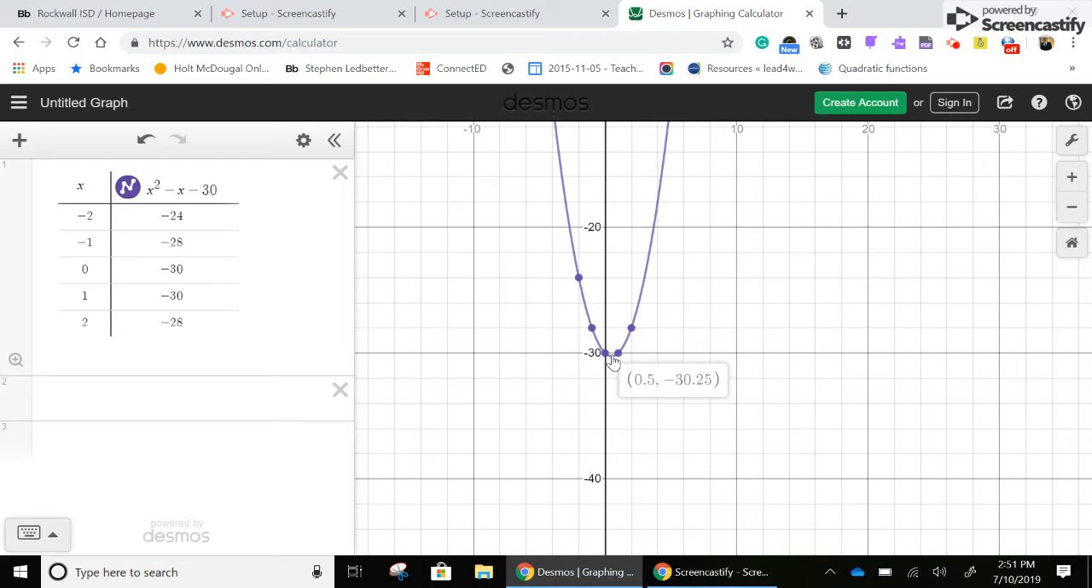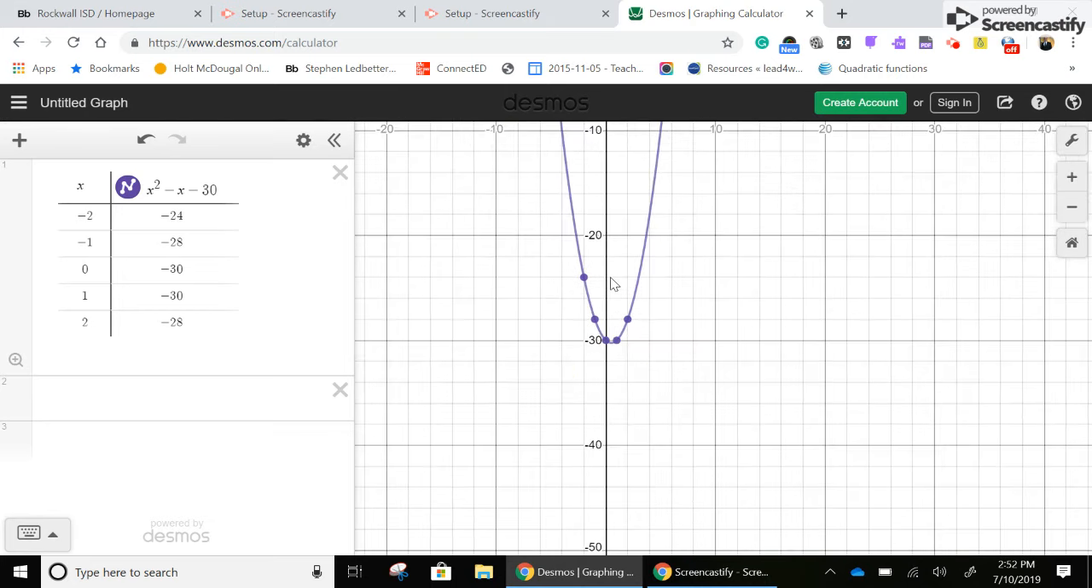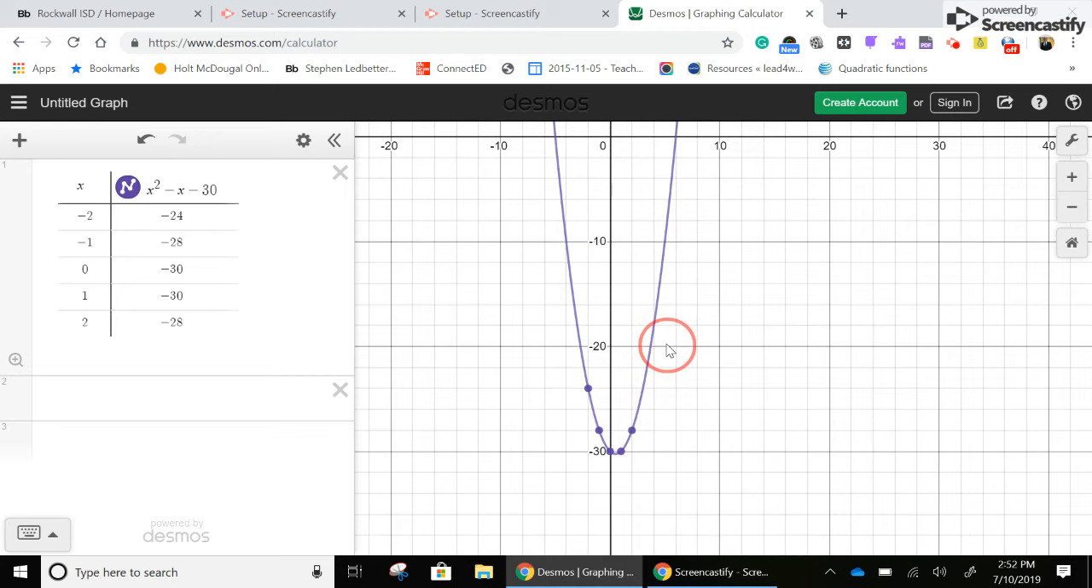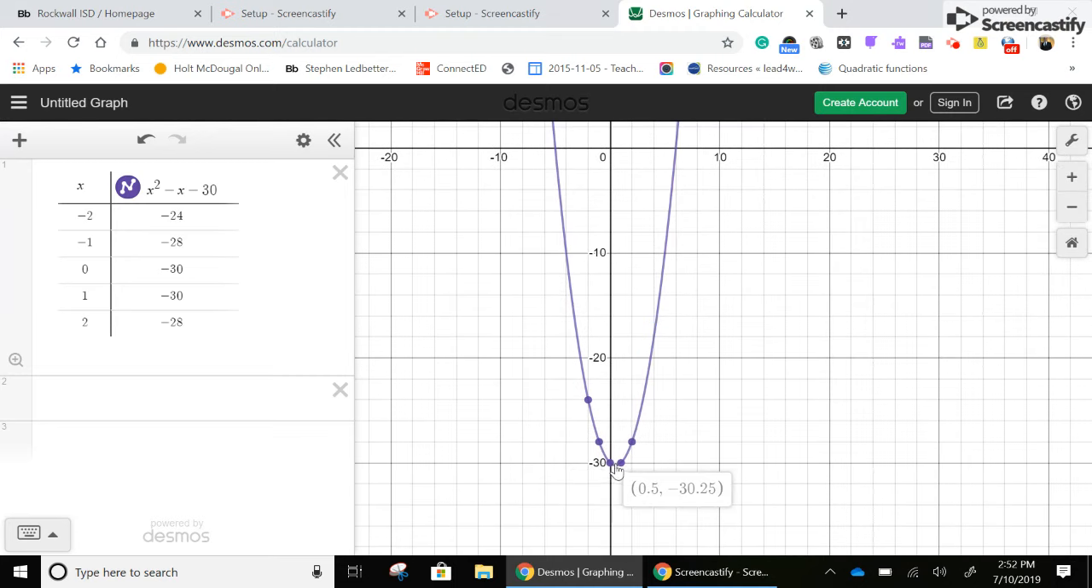Now remember, the vertex consists of what two things? The axis of symmetry, which is your x value. My axis of symmetry is an imaginary line that goes straight up from the vertex. It splits the parabola into two equal sections, and wherever it touches the x-axis, that is your equation. As you see, it's 0.5. So my equation for the axis of symmetry is x equals 0.5.